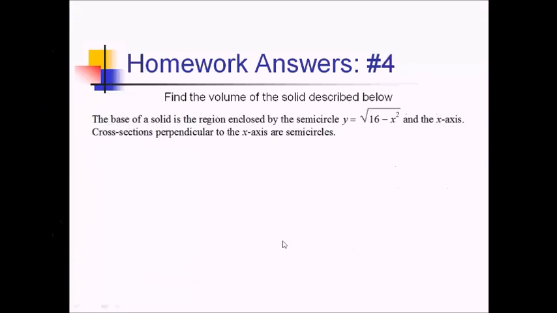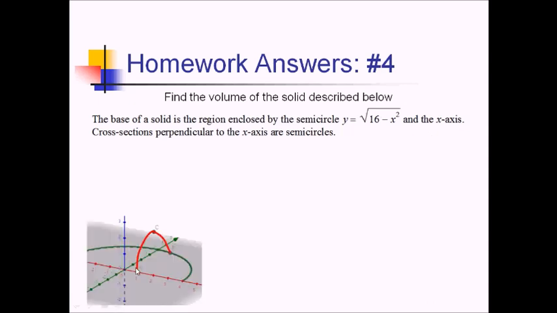Nice. On this problem, we're told the base of a solid is the region enclosed by this semicircle here and the x-axis. Cross sections are semicircles. So here's a picture of what's going on here. We have a base, the area that's a semicircle, but we also have cross sections that are semicircles. So somebody really likes semicircles, whoever made this problem.